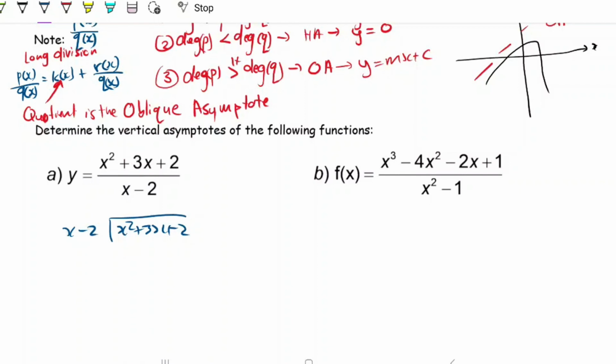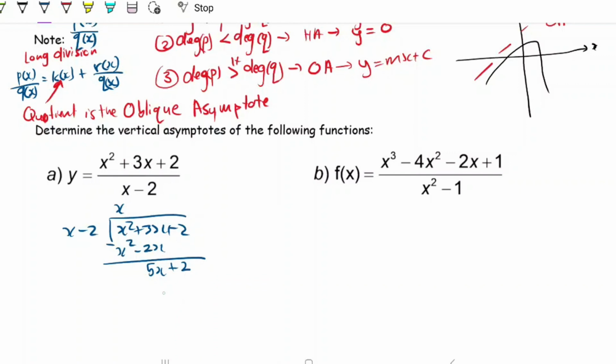In our long division, x goes into there once, comes back there. We get x squared, we get minus 2x. And then we have to subtract the whole thing. But when we subtract the whole thing there, we get a 5x. We bring the 2 down.